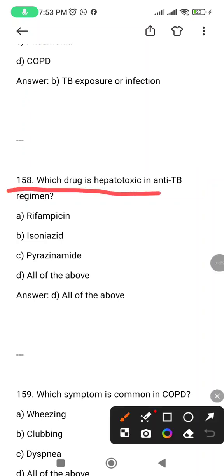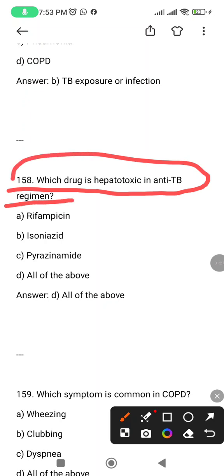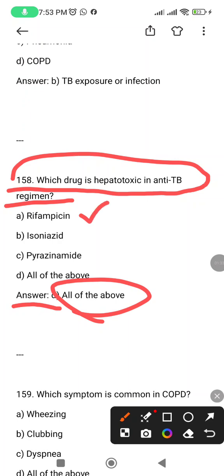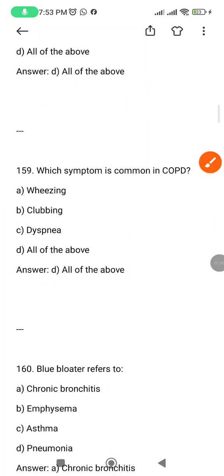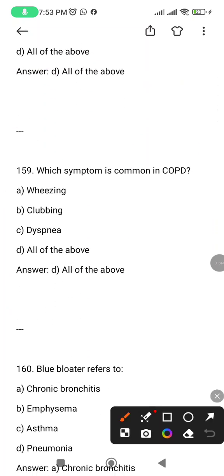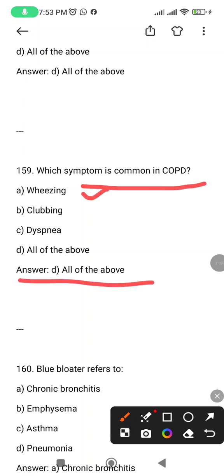Which drug is hepatotoxic in anti-TB regimen? Answer: all of the above. Rifampicin, isoniazid, pyrazinamide. All of the above. Which symptom is common in COPD? All of the above. Wheezing, clubbing, dyspnea.